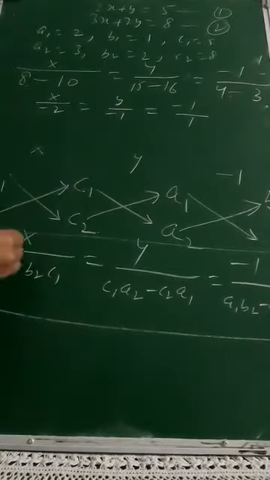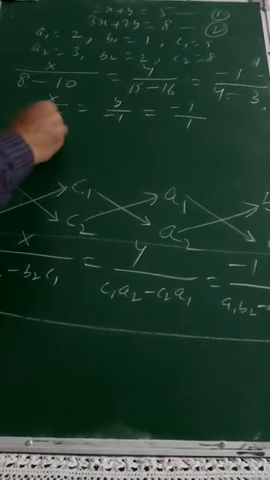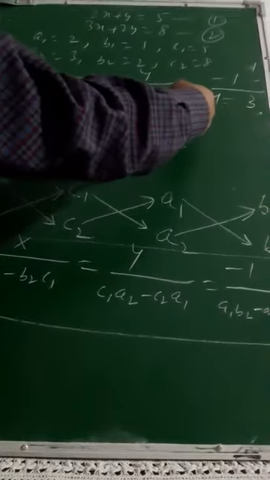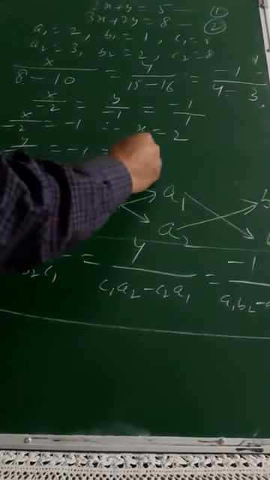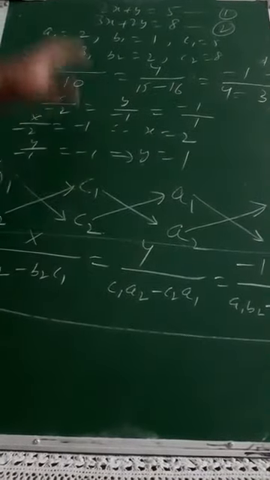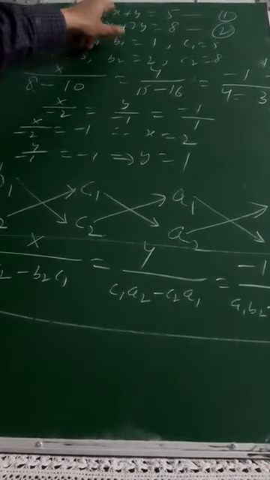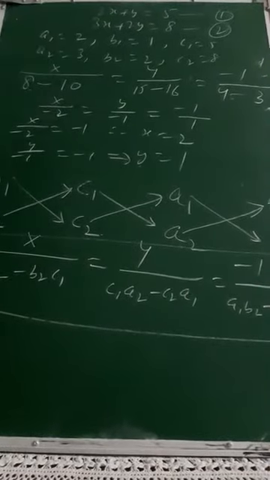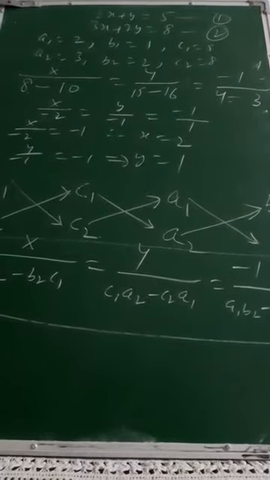So when x upon minus 2 is equal to minus 1, therefore x is equal to 2. And when y upon minus 1 is equal to minus 1, this implies y is equal to 1. So x is equal to 2 and y is equal to 1 will be the answer for this. And immediately you can check here. If I put x is equal to 2, 2 twos are 4, y is equal to 1, 4 plus 1 is equal to 5. 5 is equal to 5, means left hand side is equal to right hand side, and that's my purpose. My answer is correct, verified.